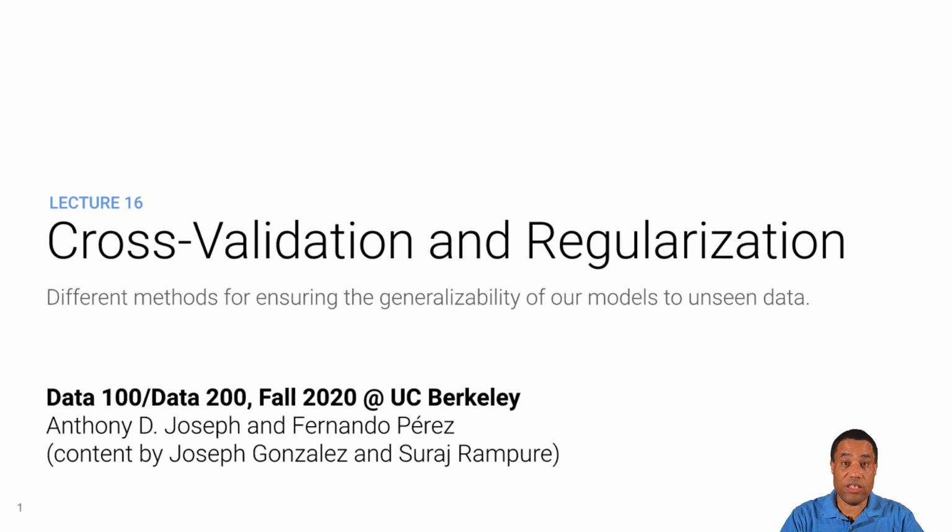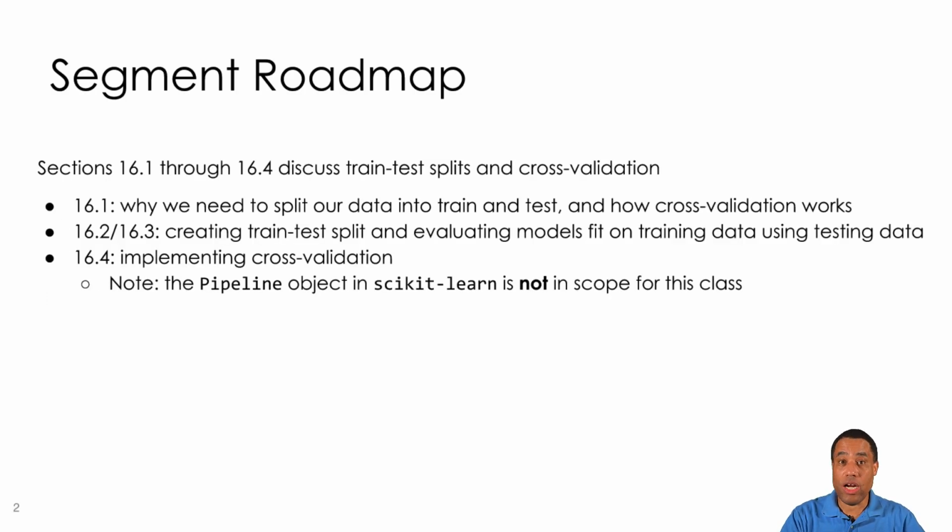This is lecture 16 of Data Science 100 and Data Science 200, and the topic is cross-validation and regularization. Now, this lecture has a large number of segments, so I wanted to give you a brief roadmap or overview of what you're going to learn in this lecture.